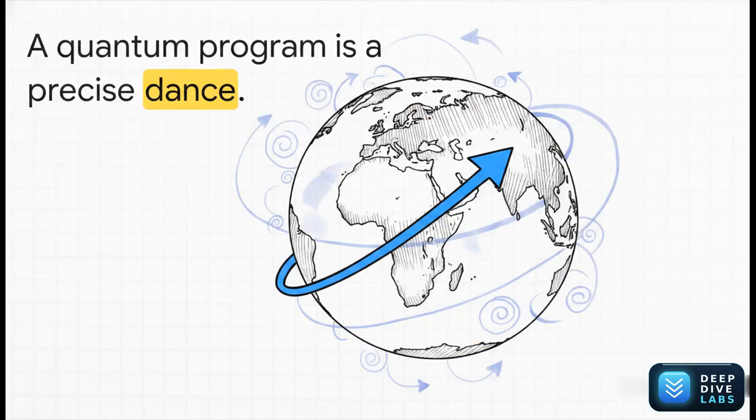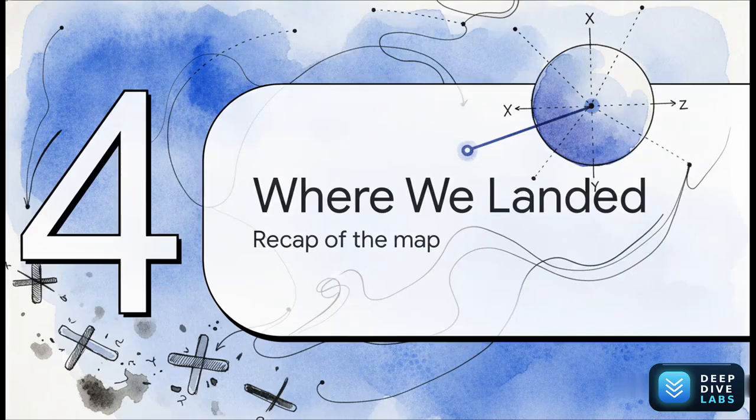Let this stop you cold for just a second. Deep down, an incredibly complex quantum program is nothing more than a dance. It collapses into this precise choreography of spins and flips, all applied to an arrow on a sphere. The entire exotic field of quantum mechanics suddenly becomes something you could almost mime with your own hands. How cool is that?